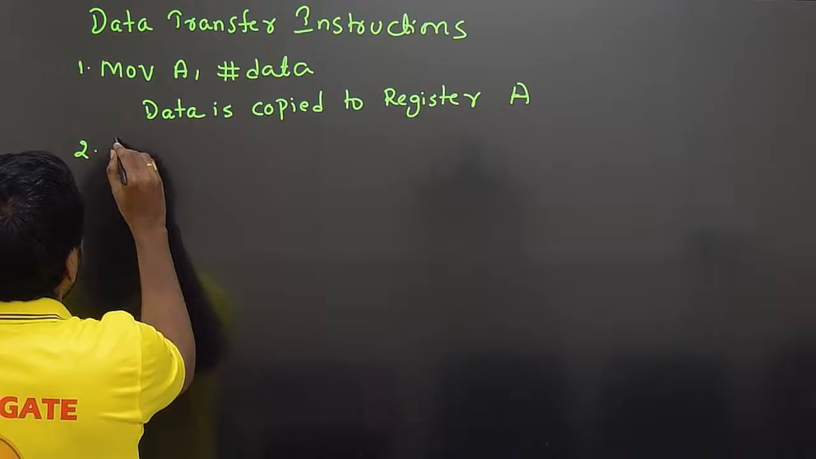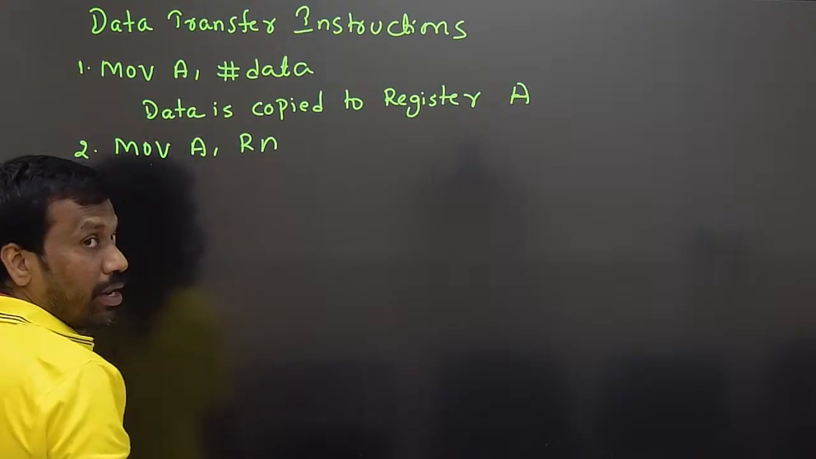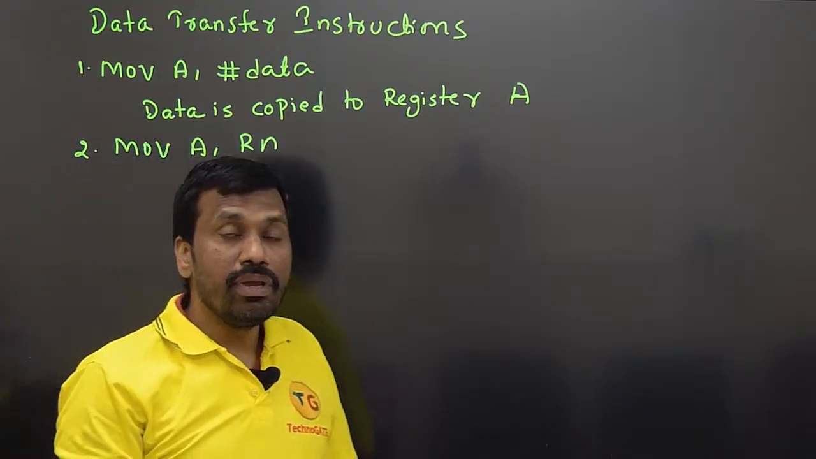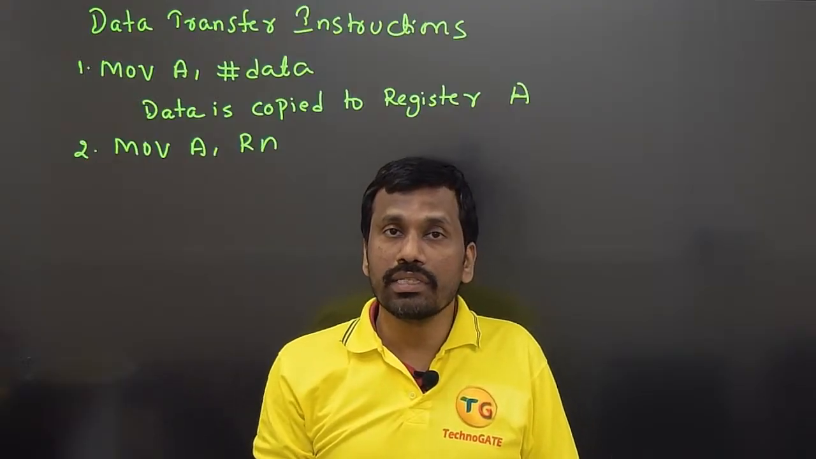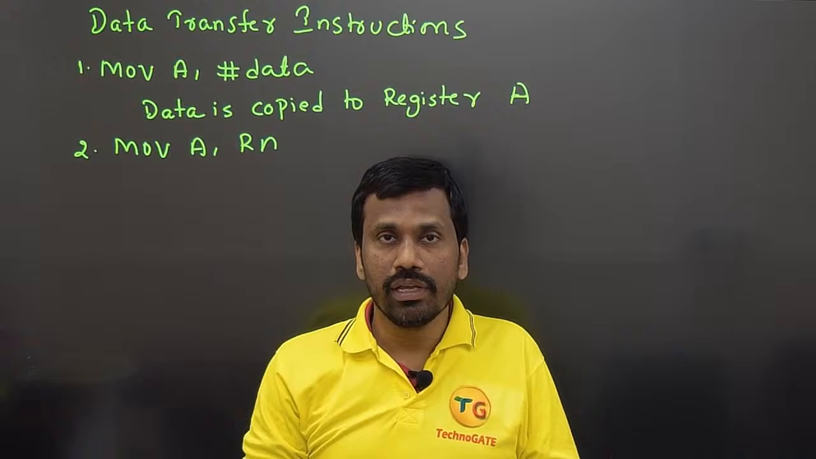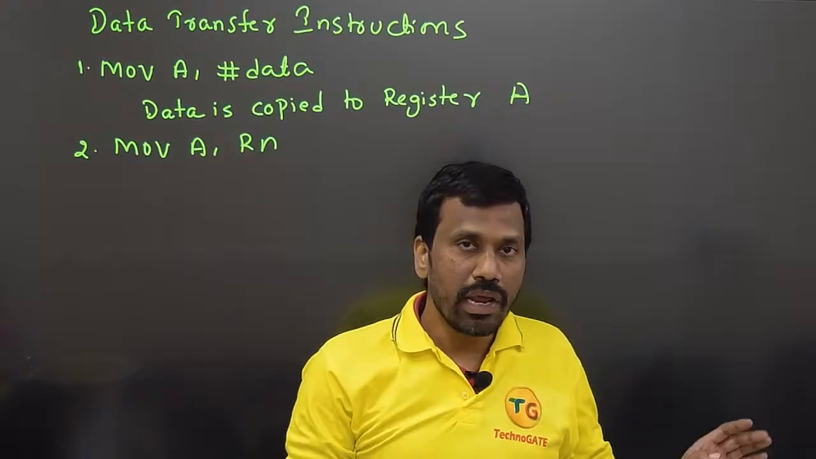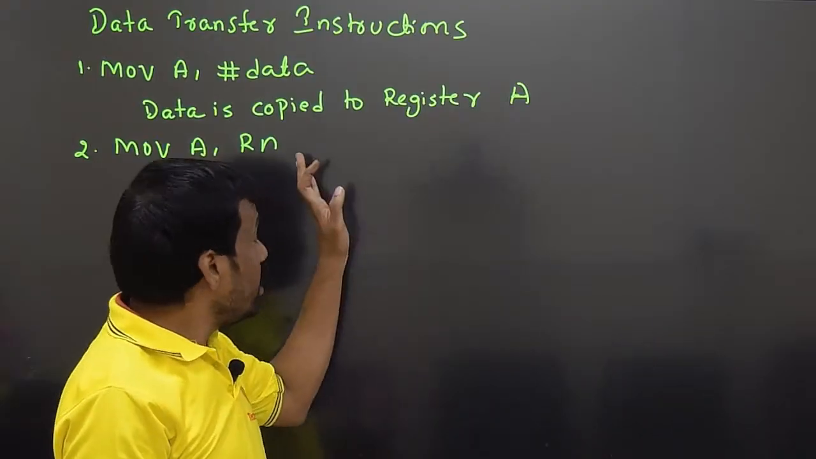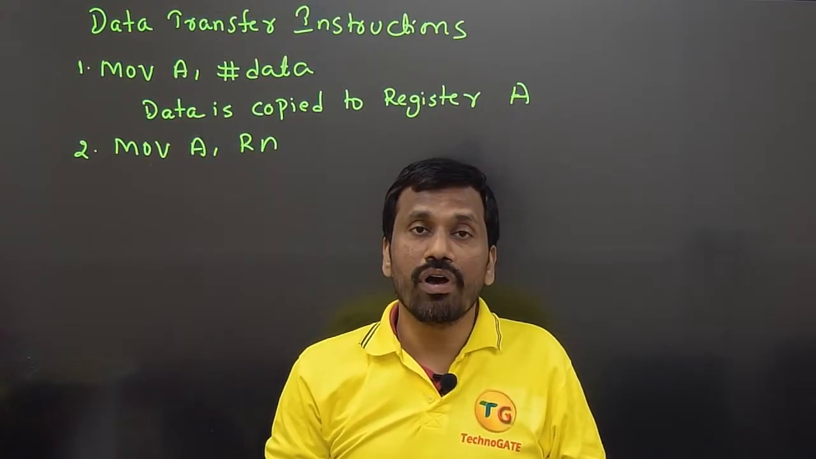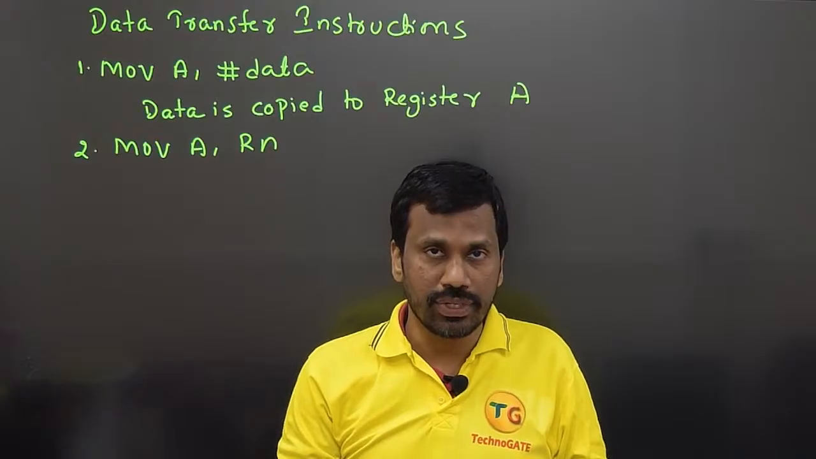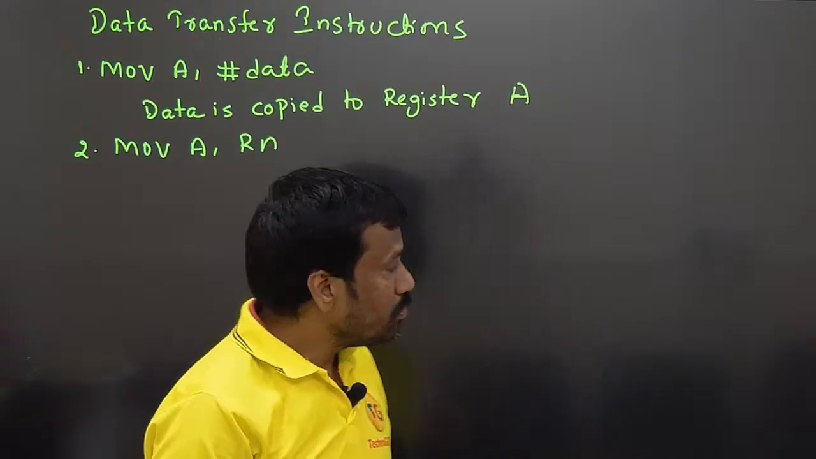Next one is MOV A, Rn. What is Rn here? Rn means a register. It can be R0, R1, R2, R3, R4, R5, R6, R7. Total 8 registers are there, so Rn can be any one of the 8 registers.